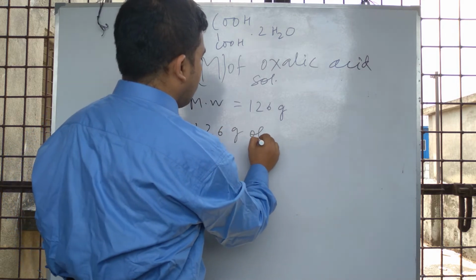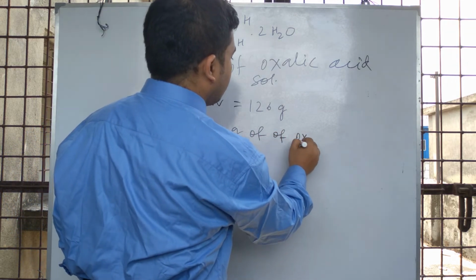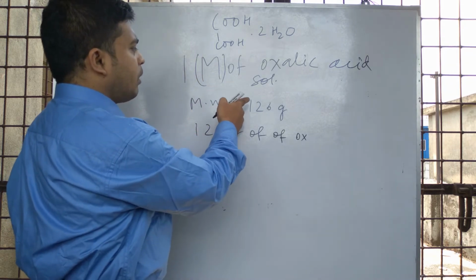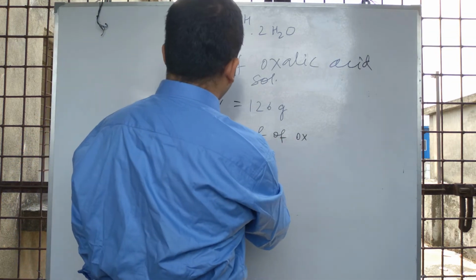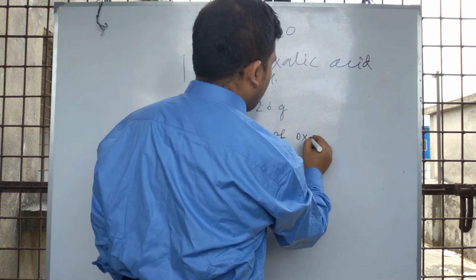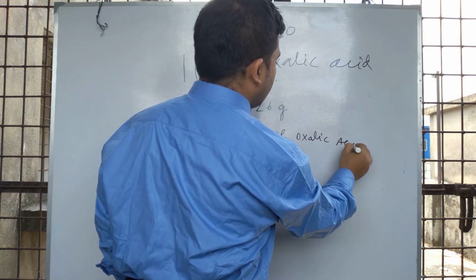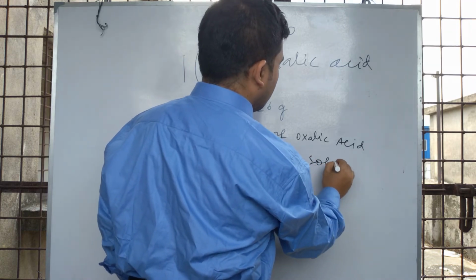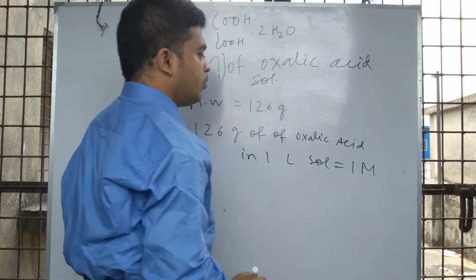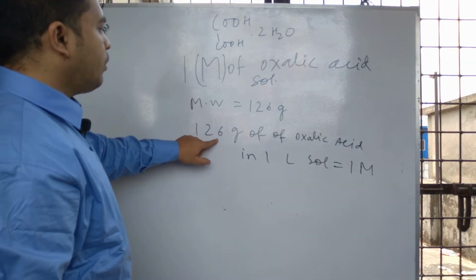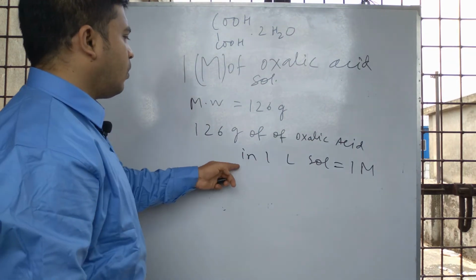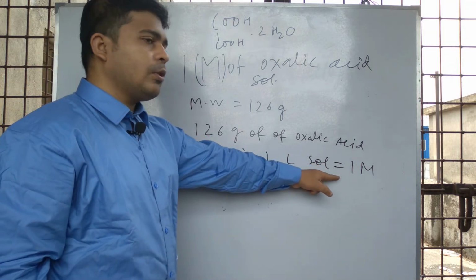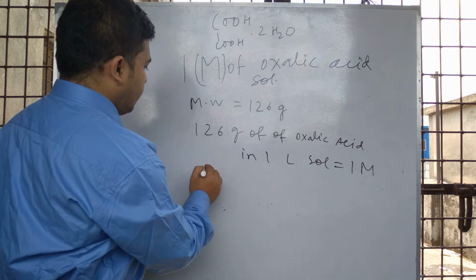So 1 molar oxalic acid solution means 126 gram of oxalic acid, because the molecular mass of oxalic acid is 126. 126 gram of oxalic acid in 1 liter solution means 1 molar solution. So when 126 gram of oxalic acid is dissolved in 1 liter solution, we term the solution strength as 1 molar.